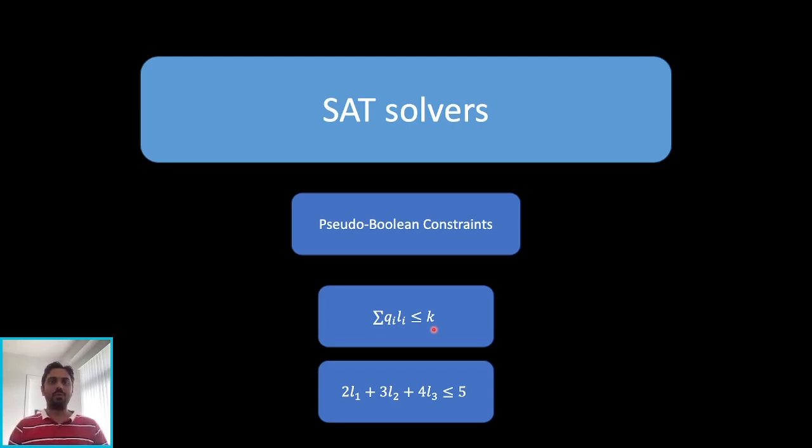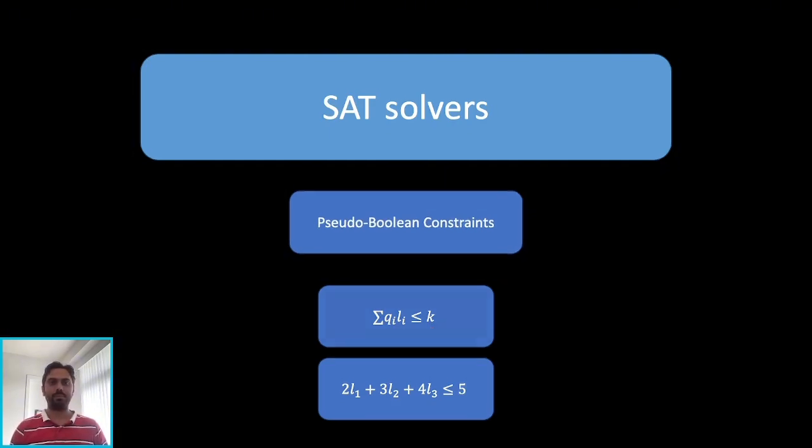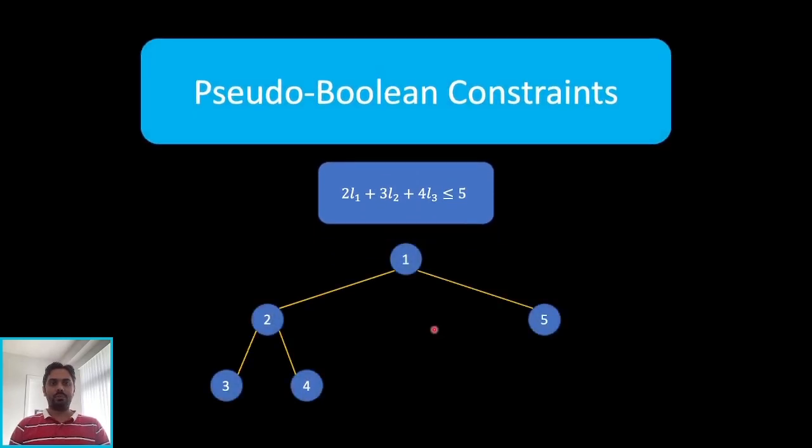Okay, so how do we encode them? There are a bunch of different ways of encoding them. So let's take a look at them. For the first encoding method, we are going to generate this kind of a tree-like structure.